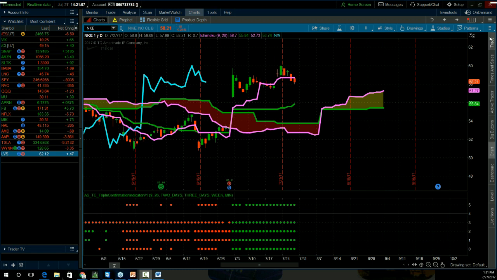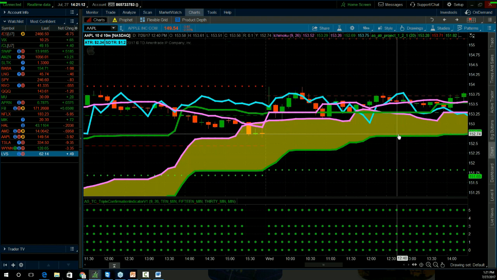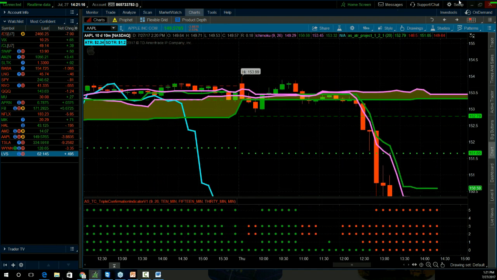So let's look at an example here in Apple today, and I actually lost money on this trade. This is Apple on the 10-minute bar. So let me write this down in here: 10, 15, 30, and 60.